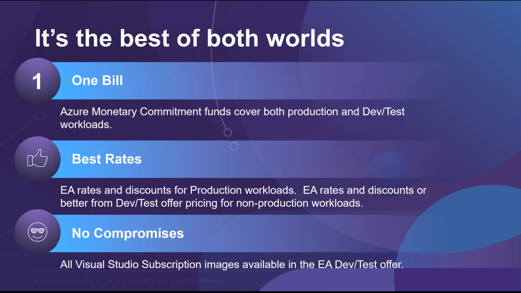Why would you do this? Well, it's the best of both worlds. You get one bill for both your Dev Test and your production workloads. So as someone who may be in procurement that pays the bills, for example, the monetary commitment funds cover both these workloads, which is nice. Dev Test workloads are highly discounted, like I mentioned before. So you have a return on investment that is much more effective than you would have otherwise, which is kind of nice. And it gives you all the benefits that a Visual Studio subscription gives you with the EA Dev Test offer as well.